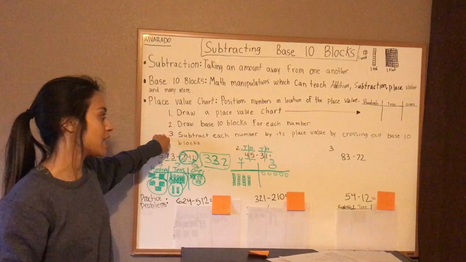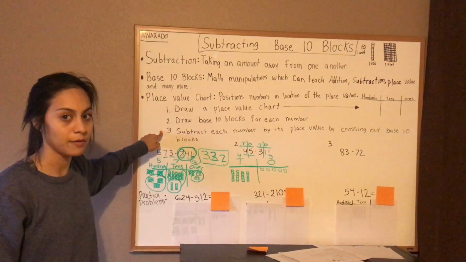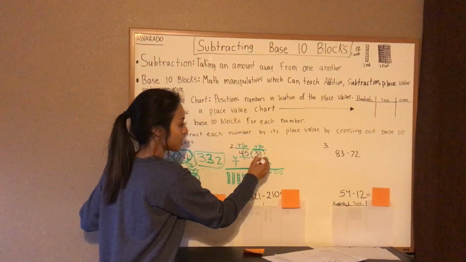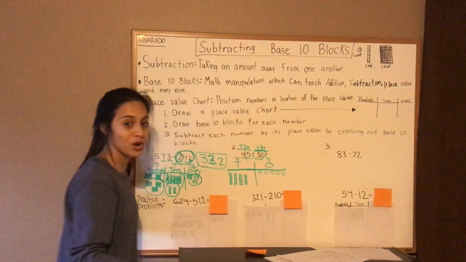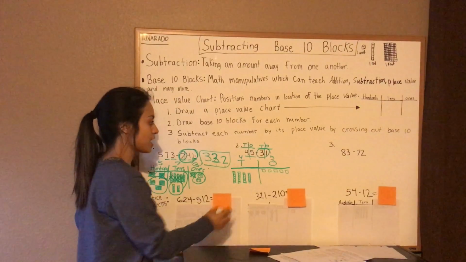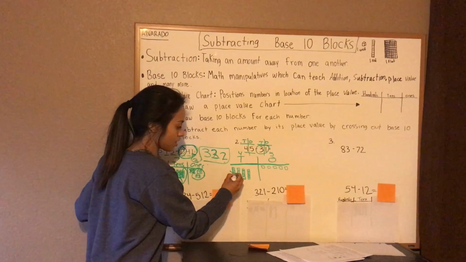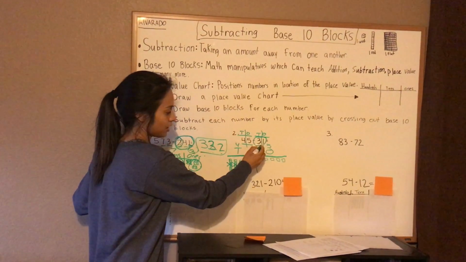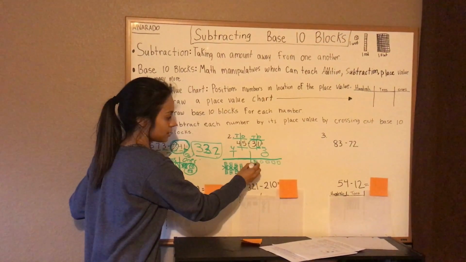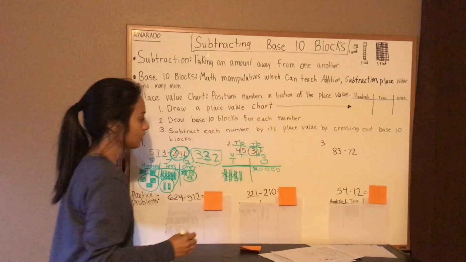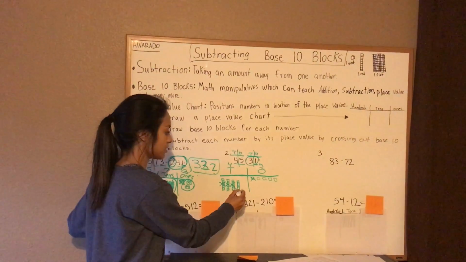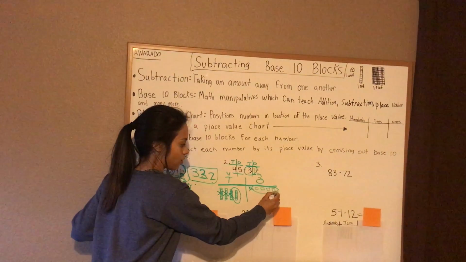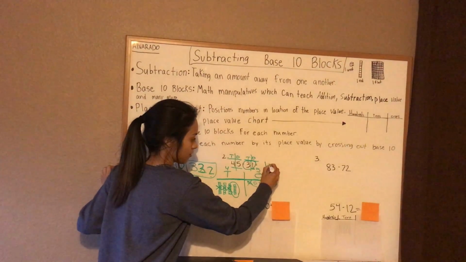So since we already drew our place value chart and drew our base 10 blocks, now we're going to subtract each number by its place value. In this case, the second number is the one we're going to subtract, which is 31. So we're going to subtract 3 on this side. So 1, 2, 3. And then we're going to subtract 1 on this side. So then that gives us 1 and 4. So it equals 14.